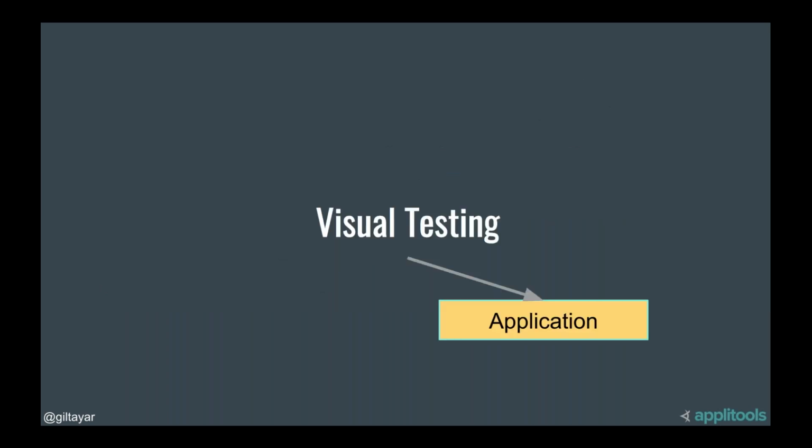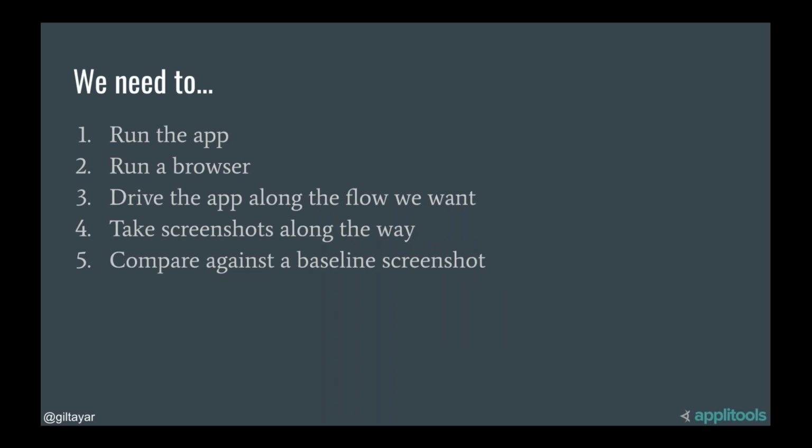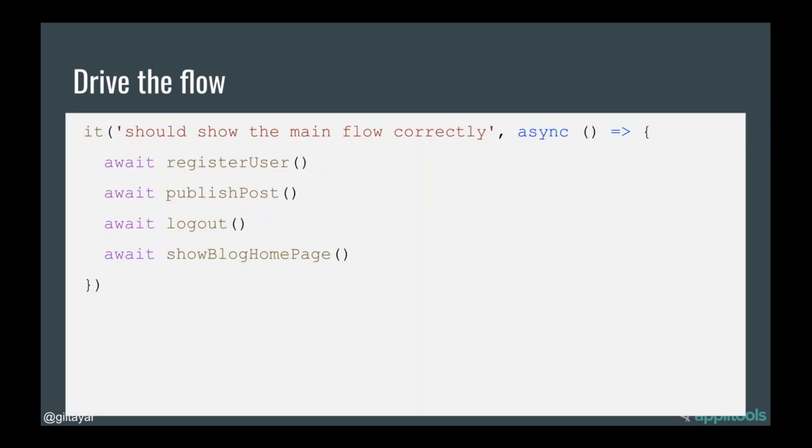What about application? How do we test an application? It's basically similar. We run the app, run a browser, drive the app along the flow we want, as we said. But in this case, we're not testing a Storybook, but we need to click, click, click to get at the pages that we want. And we remember, we want to test the whole application. Take screenshots along the way, and as usual, compare against the baseline. Something like this. So driving the flow is simple.